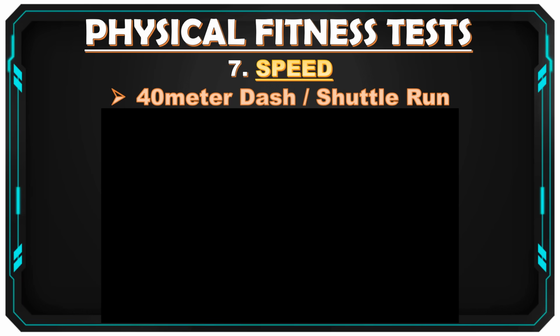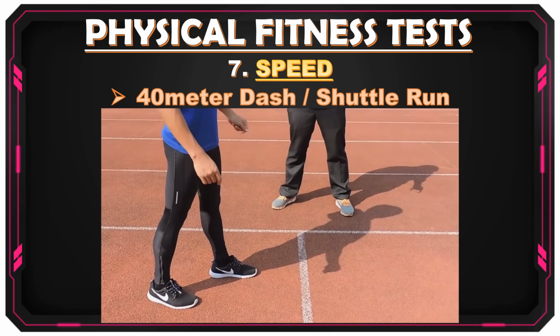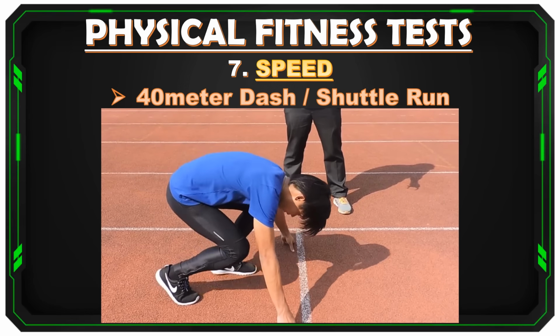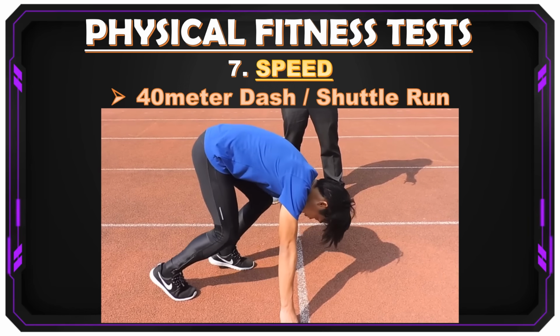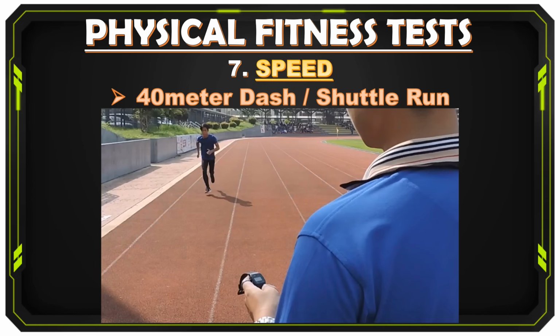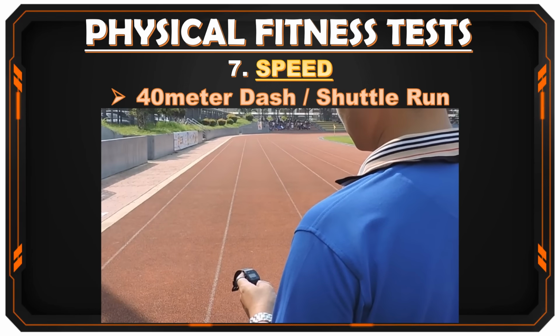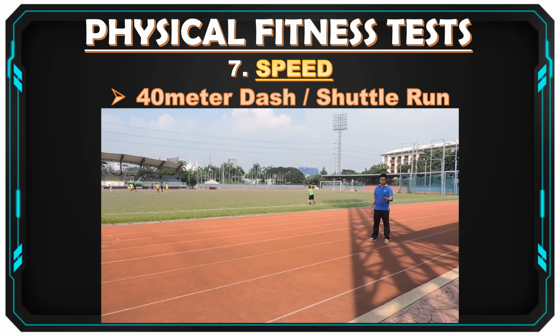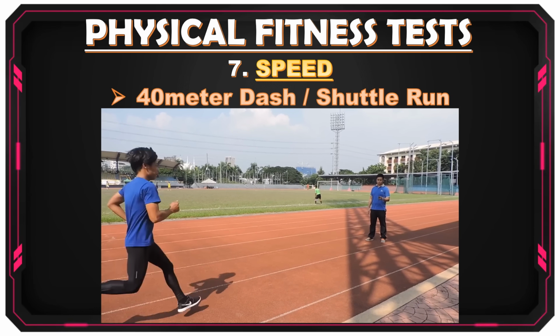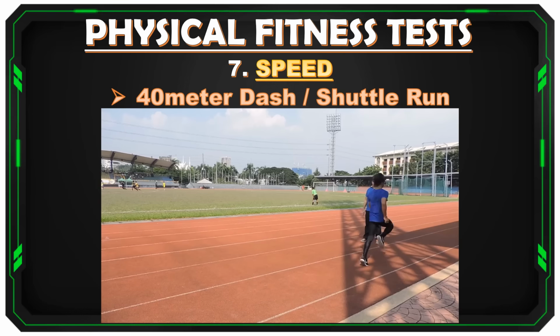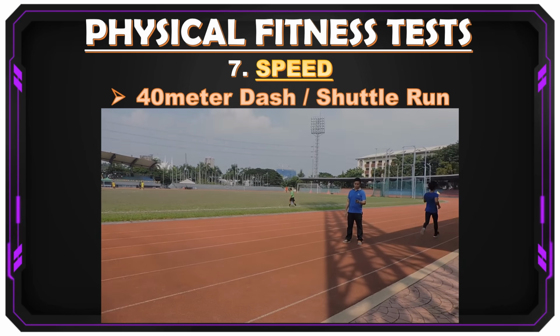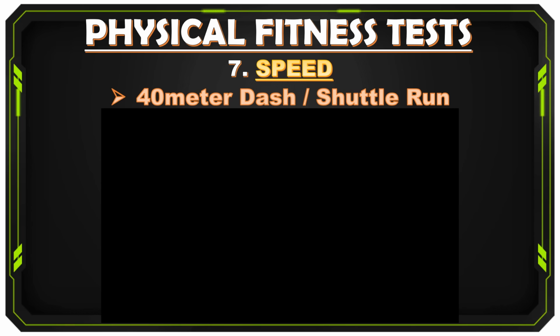For the partner, set the stopwatch to 0 point. At the signal go, start the watch and stop it as the performer crosses the finish line. Record time to the nearest 0.01 seconds. Scoring. Record the time in nearest minutes and seconds.